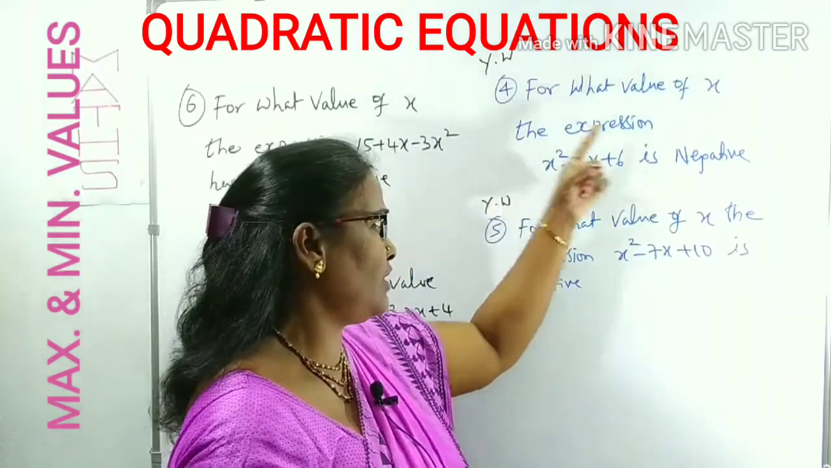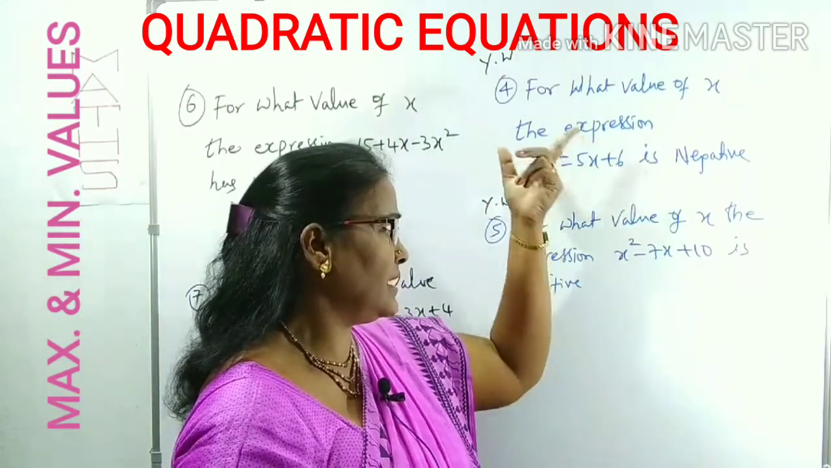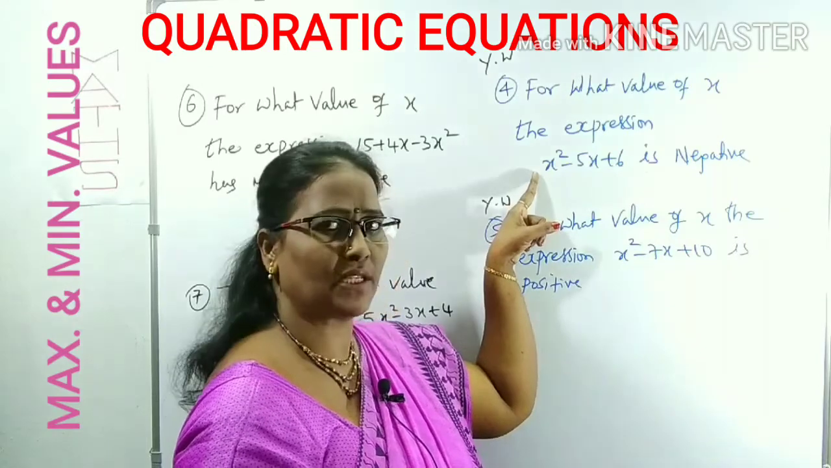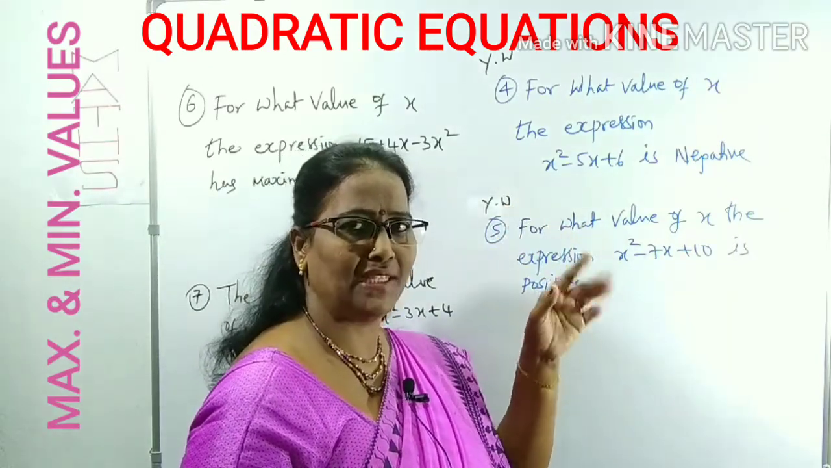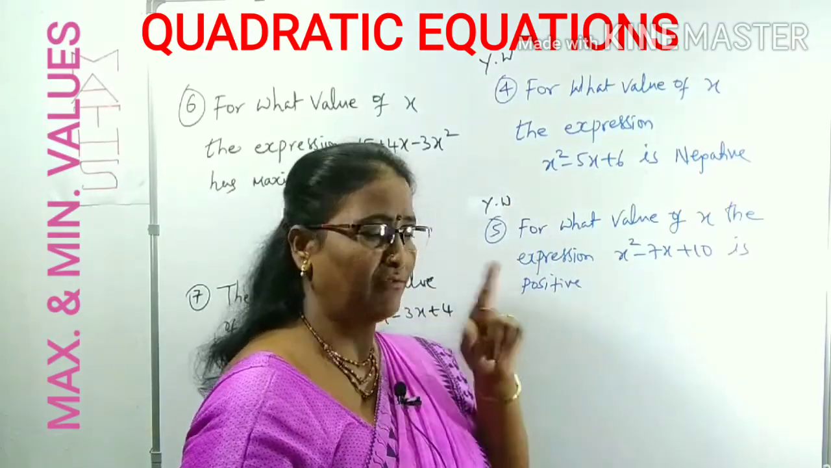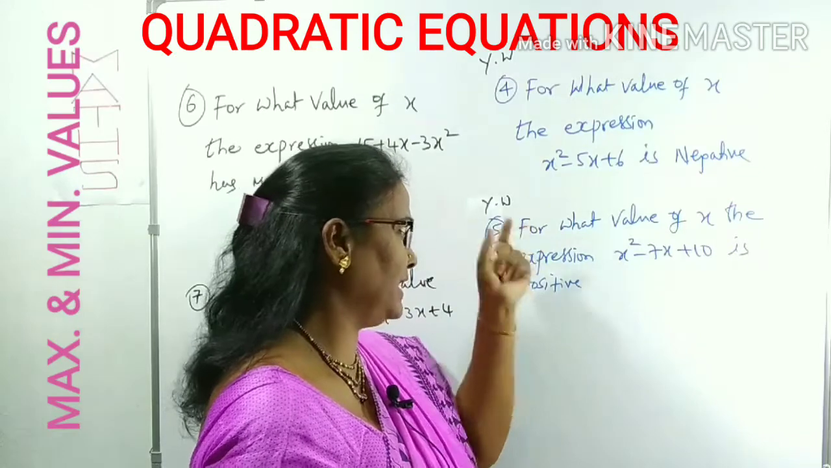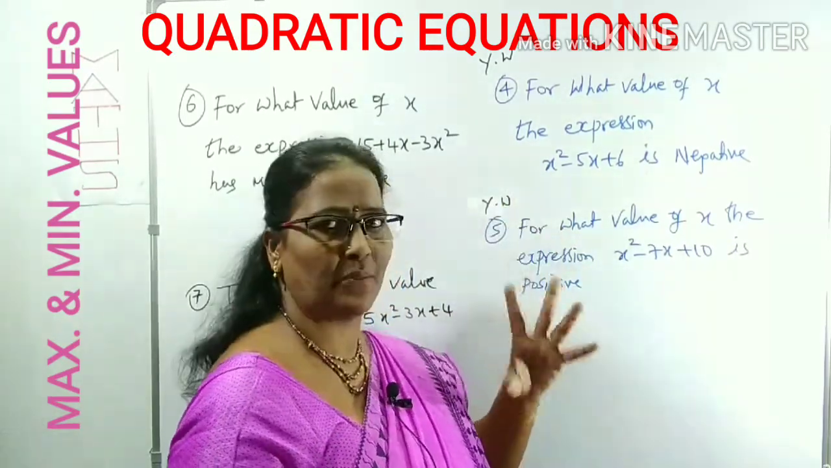What is this? For what value of x is the expression negative? The expression is given as negative and clearly the x square coefficient A is positive. Both have opposite signs. Find the roots, if they exist, check yourself. I won't explain, I have just given one hint: both A and the expression have opposite signs.